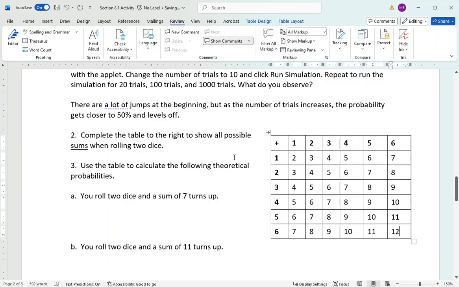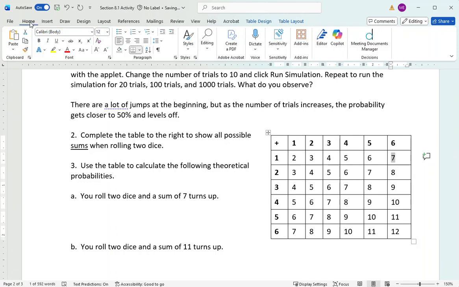Okay, so now we're going to calculate the theoretical probabilities. Our first one is that I roll two dice and a sum of 7 turns up. So I'm going to look in my table for all of the situations where the two numbers that I roll add to 7. And I'm going to highlight those 7s here in yellow.